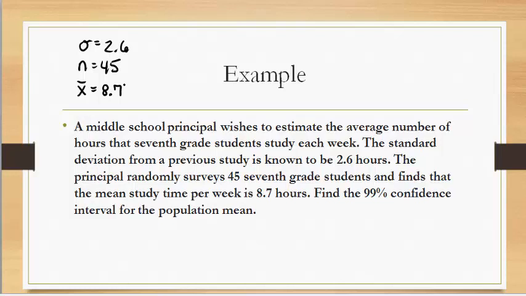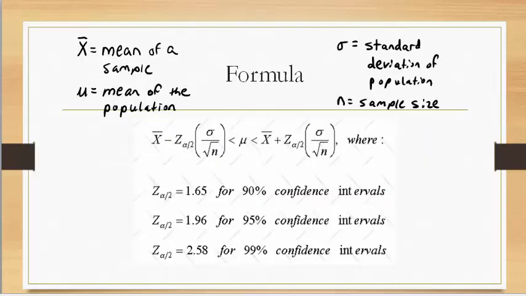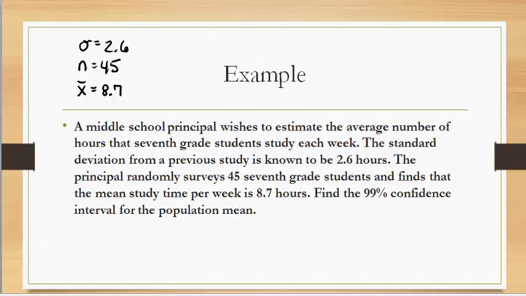We want to find the 99% confidence interval for the population mean. And so if we go back to our formula and we look at the 99% confidence interval, we see that the z-score that goes with that is 2.58. Okay, so now we have everything that we need in order to plug into our formula and work the problem. So I'm going to jot our formula right here. And then we're going to put our information in and do the calculation.